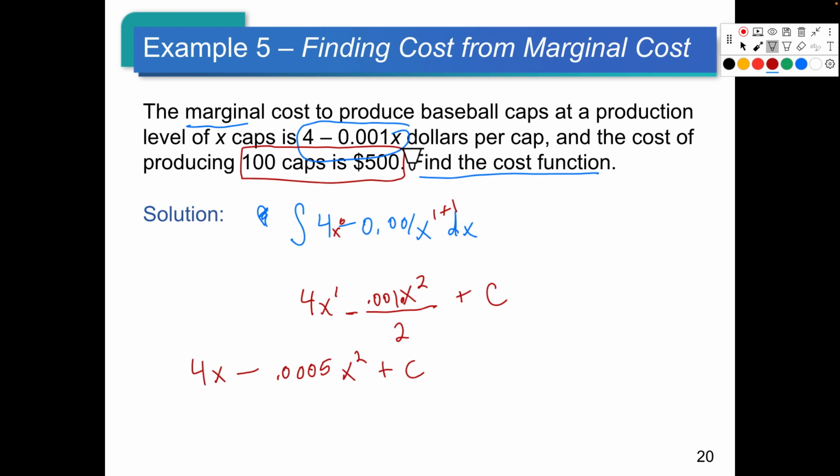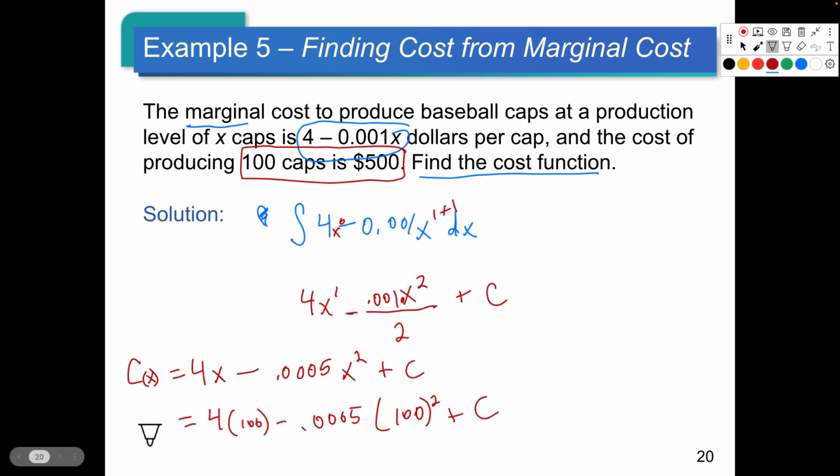So what that allows us to do, again, we could think of this as the cost function, but when we do 100 caps, that's 4 times 100 minus 0.0005 times 100 squared plus some constant, that we're supposed to equal 500. And notice now we've got all numbers except for a c, a constant. We'll figure out what that constant is. We will know the exact function. So we're getting to this place where it's no longer indefinite, it's a definite integral. One lesson, we went from indefinite to definite.